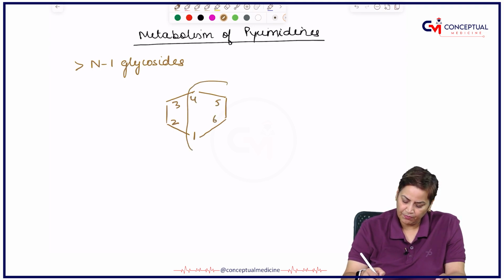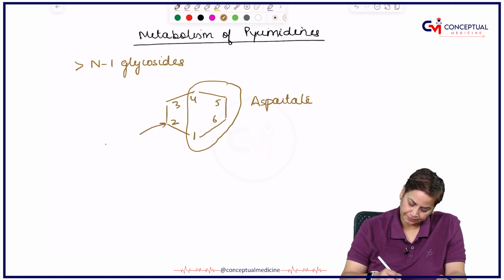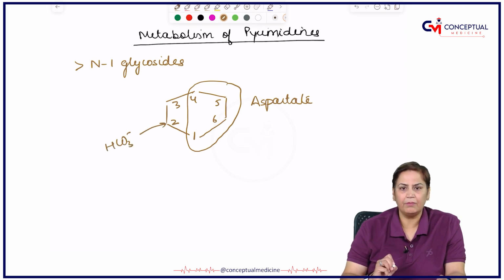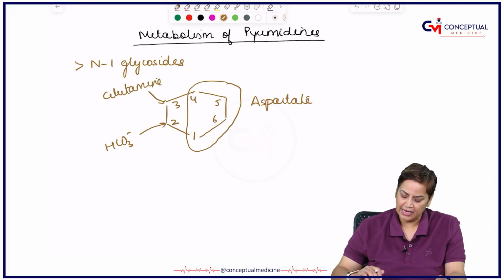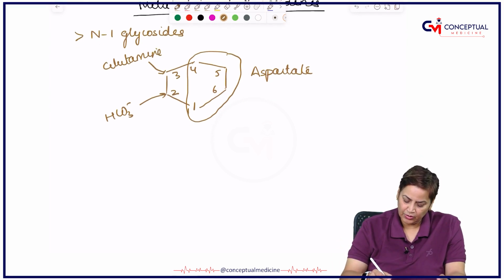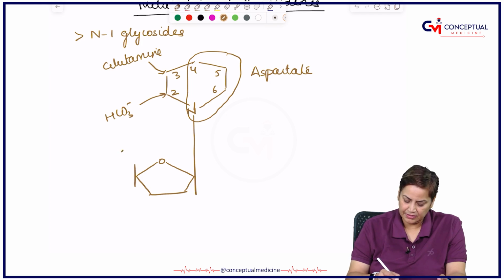The major chunk will come from aspartate. This will come from bicarbonate ions, and this is going to come from glutamine. So this is the source, and since it is N1, here it will be attached to ribose sugar like this, and so on.